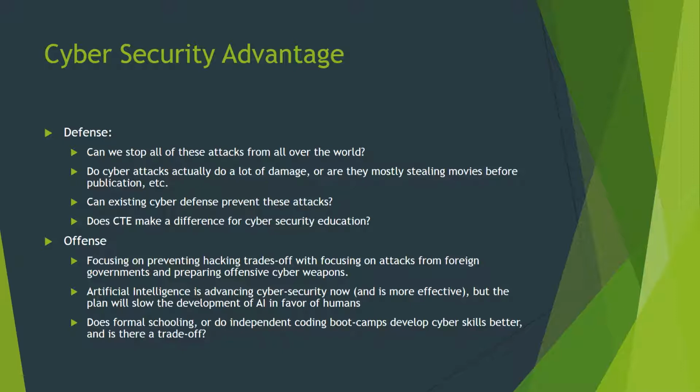Additionally, artificial intelligence is pushing cybersecurity forward now and is arguably more effective than humans. But the plan could trade off with the development of AI in order to create more jobs for humans. And with many tech jobs, does formal schooling actually work? Or are independent coding boot camps and other learn-at-home projects actually better at developing cyber skills? Is there a trade-off between these two models?